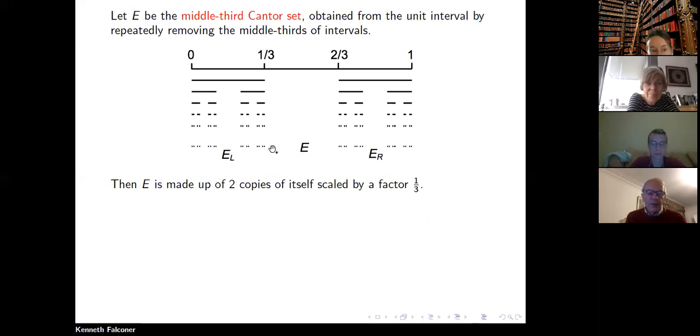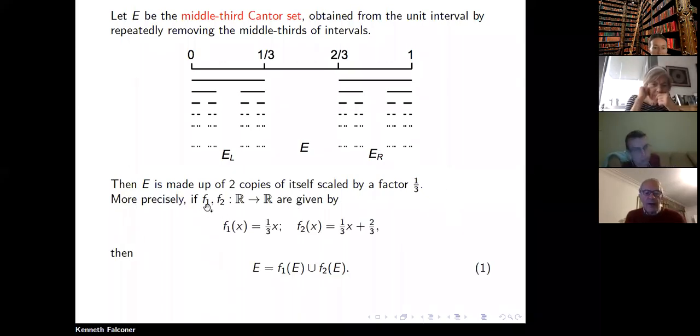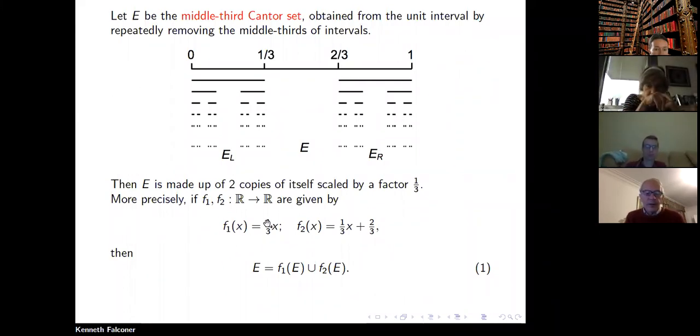But the thing I'd like to note is that this middle third Cantor set is made up of 2 copies of itself at scale 1/3, a left part and a right part, which are both similar to the whole. And we can express that in symbolic terms. If I write down functions from the unit interval into the unit interval, the first, F1, simply shrinks by a factor of 1/3 about the origin. The second, F2, does the same and then shifts along by 2/3. So if I take the middle third Cantor set, then F1 of the Cantor set is the left part, F2 of the Cantor set is the right part, and so the middle third Cantor set is the union of its images under F1 and F2. So that's another way of expressing the self-similarity of the middle third Cantor set.